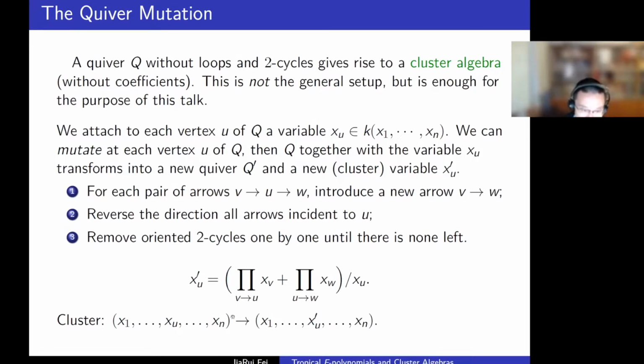The original generators are called an initial cluster. After mutation, X_u is replaced by the new variable, and this is the new cluster. This procedure can be applied recursively, and in this way we get many different clusters. For those of you more familiar with cluster varieties, this is essentially the same: viewing this as a birational morphism, this is a rule for gluing the tori in the cluster A variety. So this is equivalent.